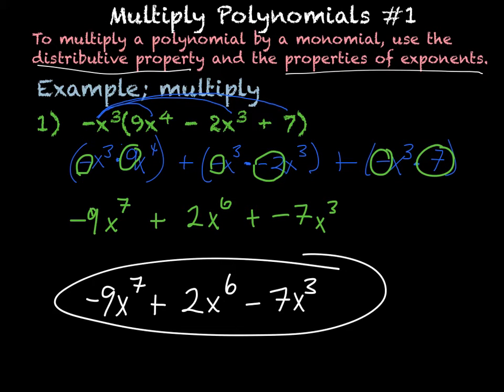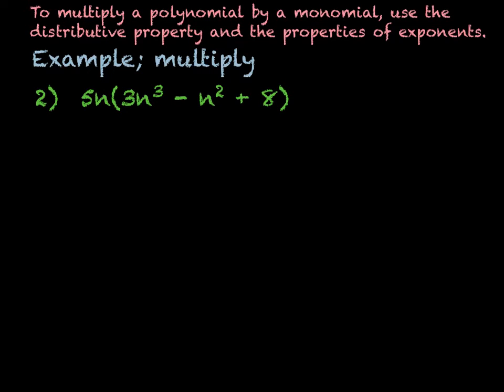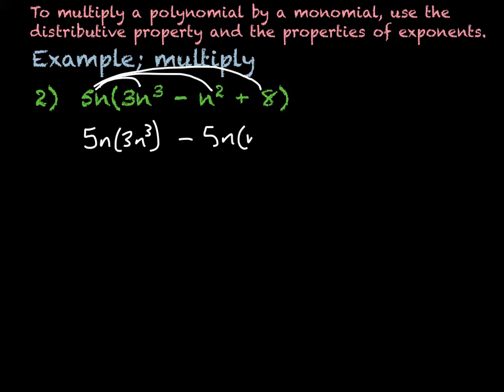Final answer. For this next example, we're going to again multiply the monomial 5n times the polynomial 3n cubed minus n squared plus 8. So I distribute right here to everything. So I have 5n times 3n cubed minus 5n times n squared plus 5n times 8 when you multiply around.